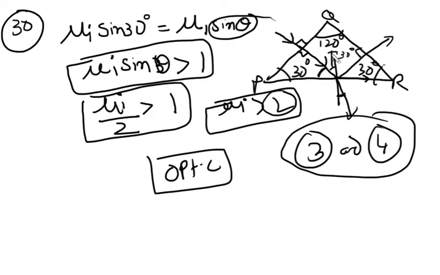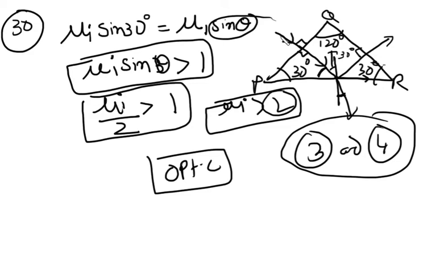Here mu I is the refractive index of the prism for each of the wavelengths. So mu I by 2, because sin theta is 1 by 2 as it's 30 degrees. So mu I by 2 should be greater than 1, or the refractive index should be greater than 2. So why is sin theta 1 by 2?